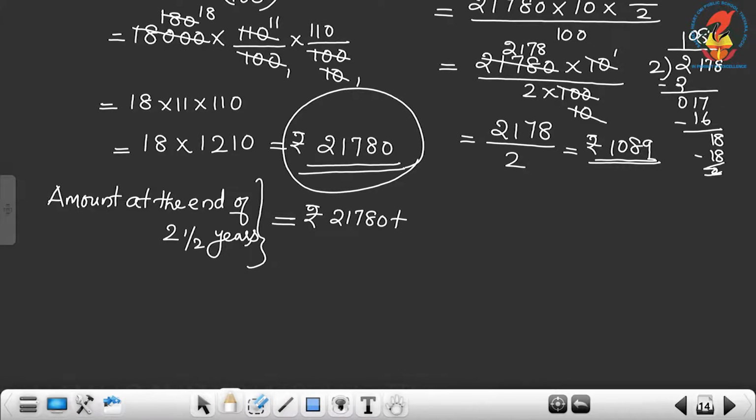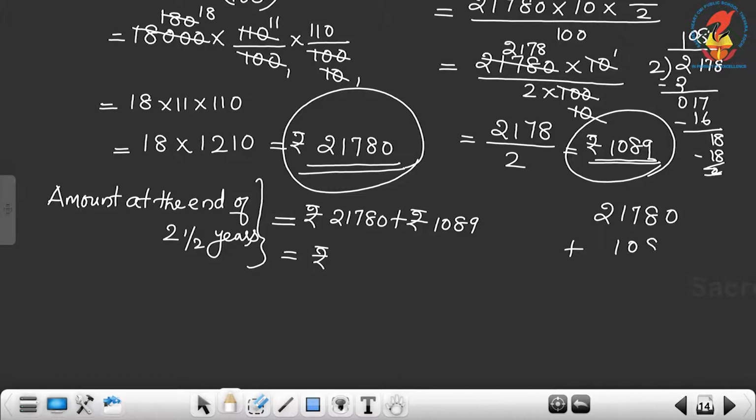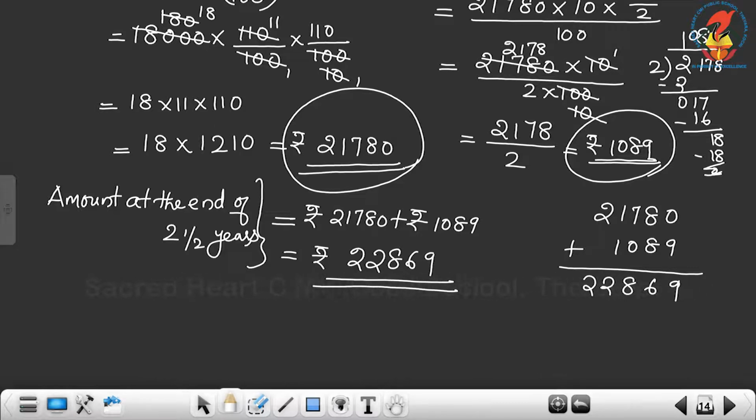So rupees 21,780 plus the simple interest for that amount for the remaining half year, that is rupees 1089. So which is equal to rupees 21,780 plus 1089. So which is equal to rupees 22,869. So the amount at the end of 2.5 years will be rupees 22,869.